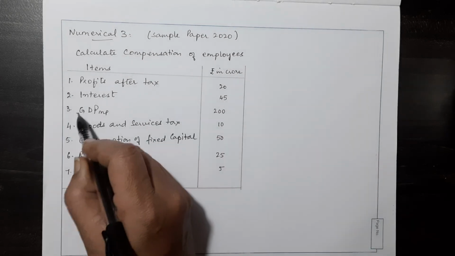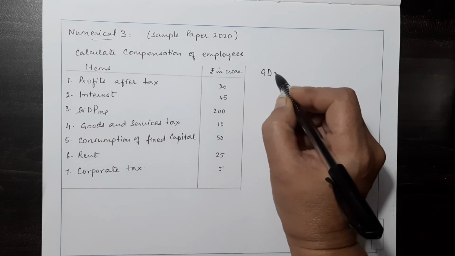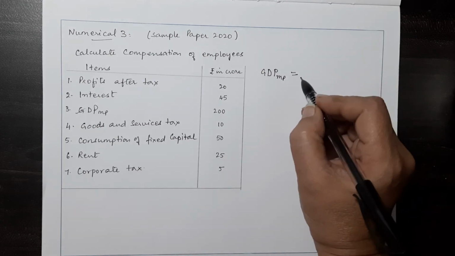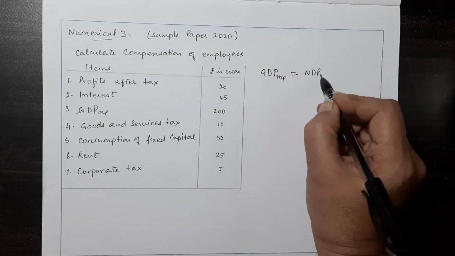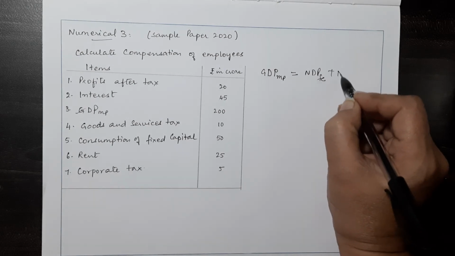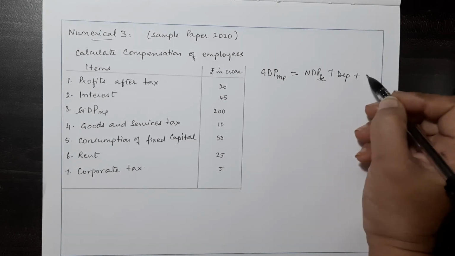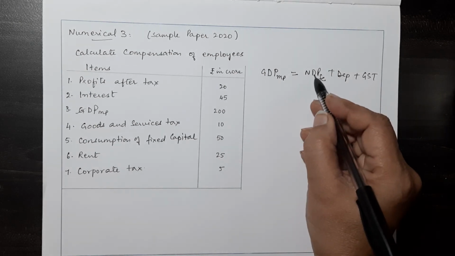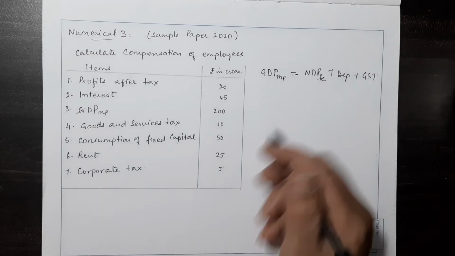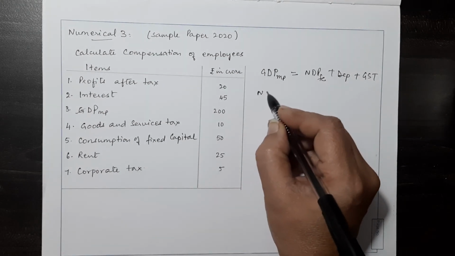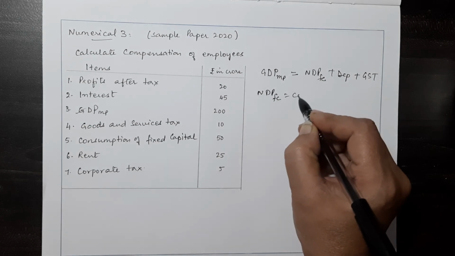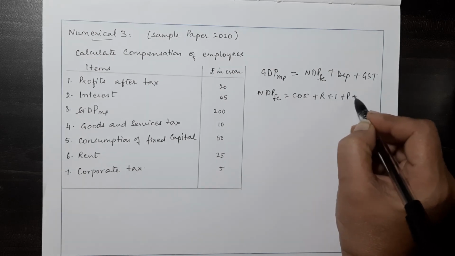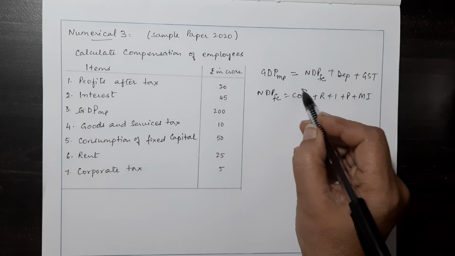And goods and services tax is the indirect tax. So we are given GDP MP. So we will arrive at the compensation of employees from the GDP MP that we are given. And by formula, we know GDP MP is equal to NDPFC plus depreciation plus net indirect taxes. So here we are given GST. Okay, so from the NDPFC we will find out COE. So we will put this NDPFC is equal to compensation of employees plus rent plus interest plus profit plus the mixed income group. Okay, so from here we have to find the COE.